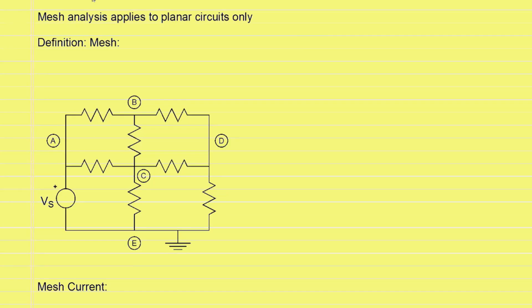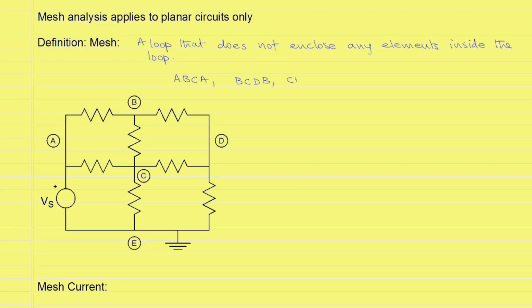Continuing with definitions for mesh analysis, we will define a mesh next. A mesh is a loop that does not enclose any elements inside it. For example, in the circuit shown below, we have four meshes: ABCA, BCDB, CDEC, and ACEA. None of these loops enclose any elements inside them and are defined to be meshes.